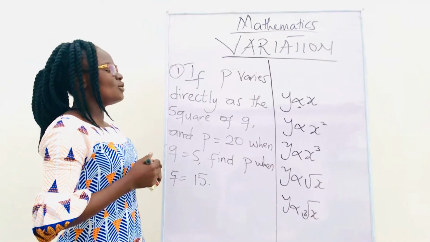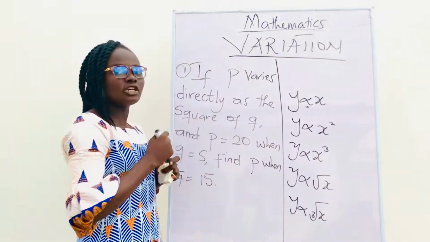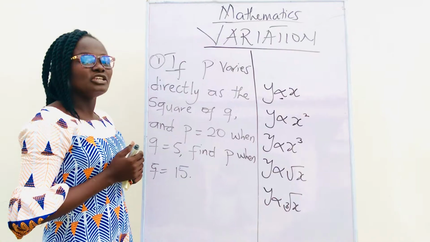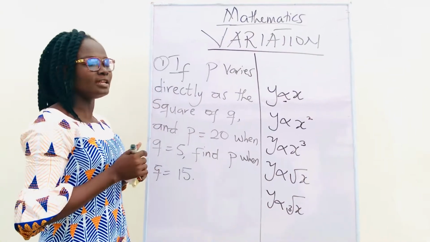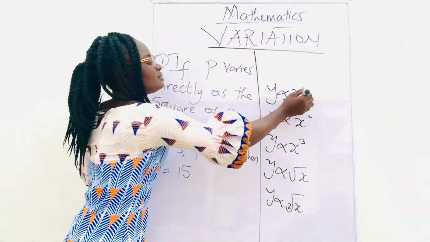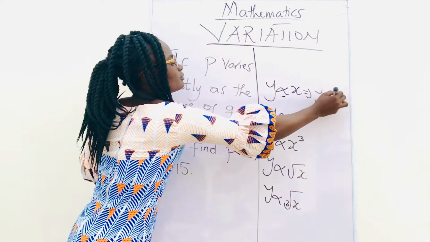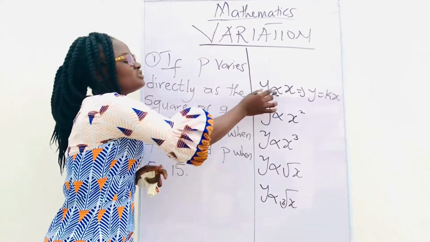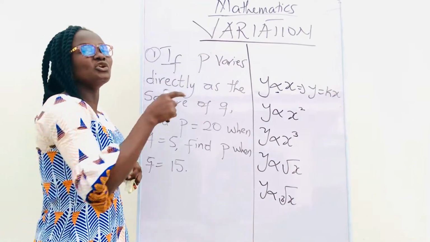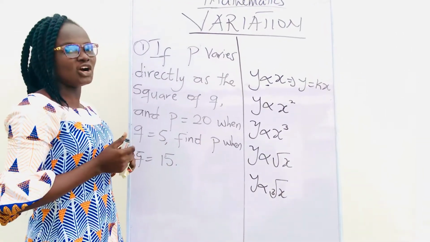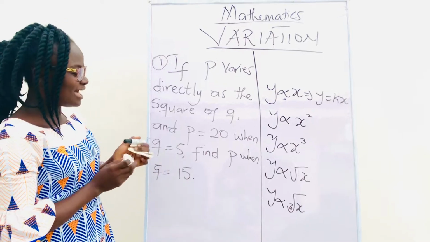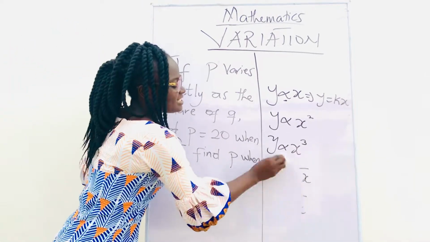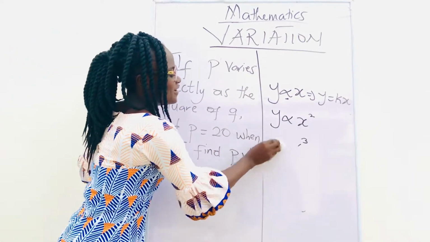Then, when you are introducing your equal to sign, your constant now comes in. So this now becomes, the moment you change the sign to equal to sign, you now introduce your constant. So that is that for some basic tips under variation.